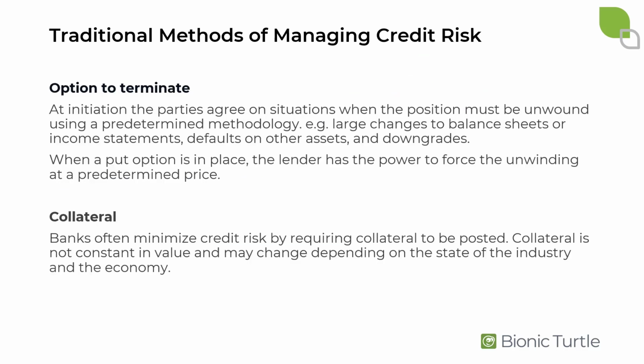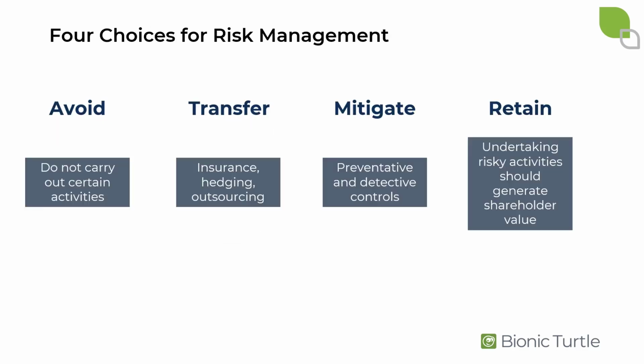Option to terminate. At the initiation of the agreement, both parties agree when the position must be unwound. So could be change in balance sheet, income statements, other defaults, downgrades, anything like that. If it's a put option, then the lender has the power to force the unwinding. And probably the easiest to remember, collateral. Minimize credit risk by requiring collateral to be posted. Doesn't eliminate risk because the collateral itself still has risk. Its value might still change. So they're all your methods of mitigating.